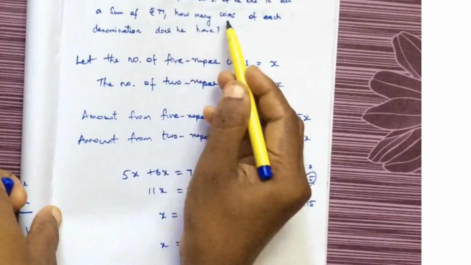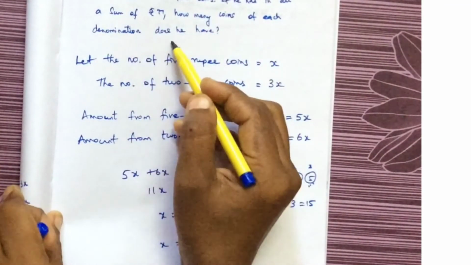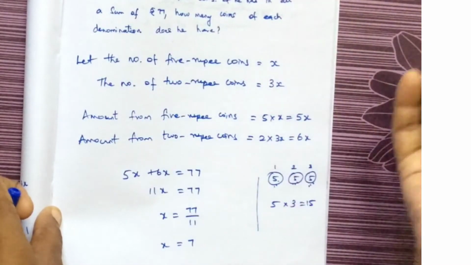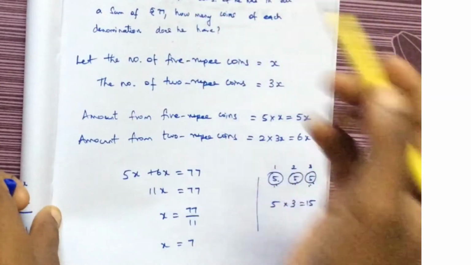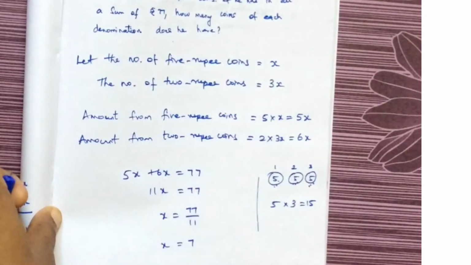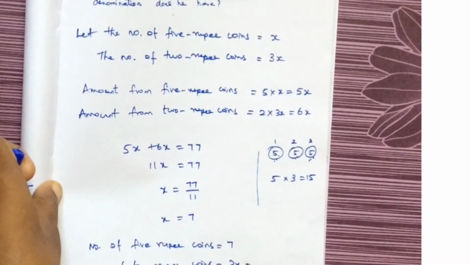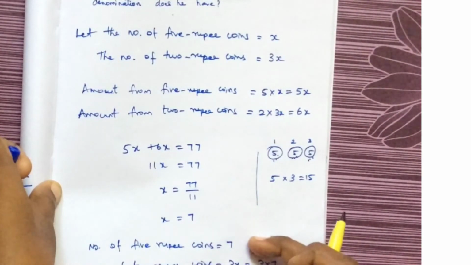So how many coins of each denomination does he have? You should say how many 2 rupee coins he has, how many 5 rupee coins he has. So x is the number of 5 rupee coins. Number of 5 rupee coins equal to 7. Number of 2 rupee coins equal to 3x. That is equal to 3 into 7. This is the number of coins.